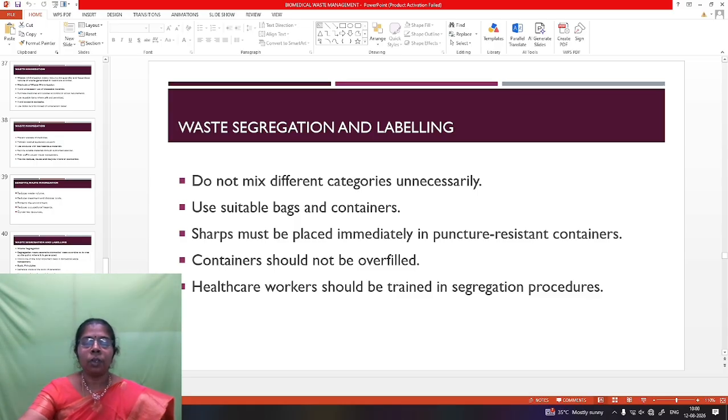Okay, and next one is sharps must be placed immediately in puncture resistant containers, because sharps will create punctures. Then containers should not be overfilled. If it is three-fourths full, we have to remove it. And healthcare workers should be trained in segregation procedures.